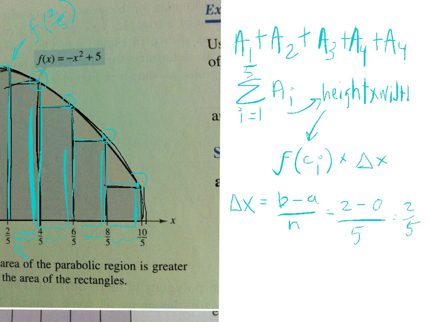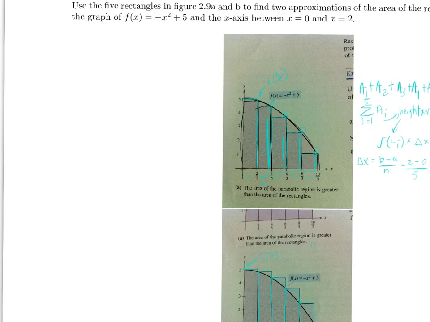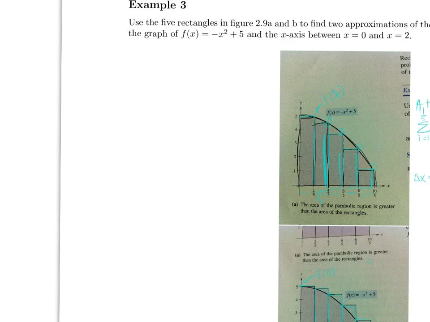So height times width is our area. Now for the first set of rectangles, we are determining this sum and setting it up using the right endpoints. So we need to conceptualize a way to represent these right endpoints. For this particular one, the right endpoints are 2/5, 4/5, 6/5, 8/5, and 10/5. So those are the values.